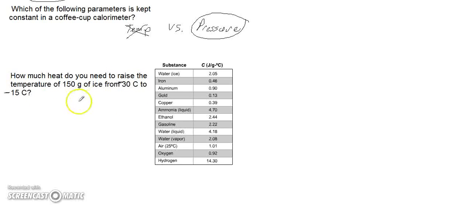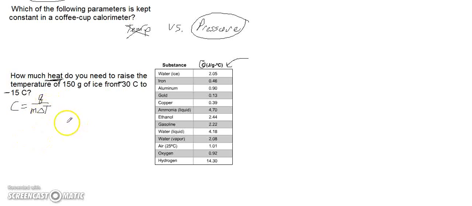And then you're given this table right here with specific heats. Remember these right here, C equals specific heat. So these are specific heats of different substances. Now, you should recognize it's asking you how much heat, so this sounds like a specific heat problem, right? So write down your specific heat equation: C equals Q divided by M delta T.